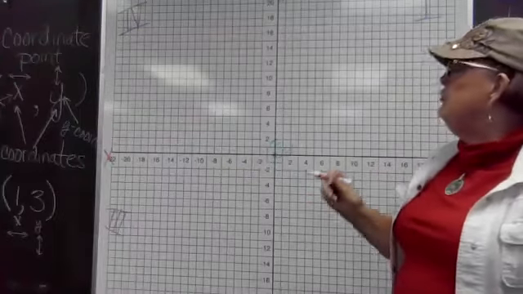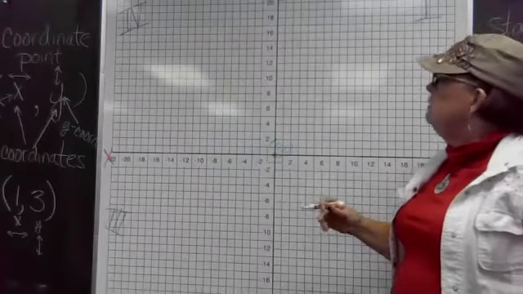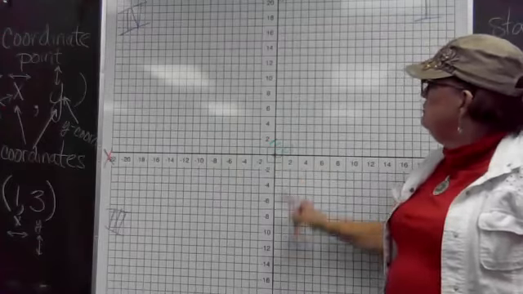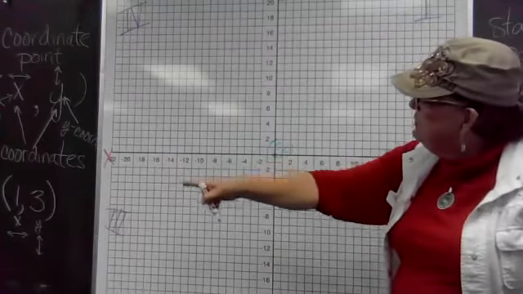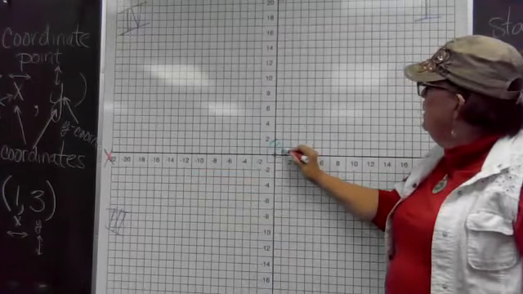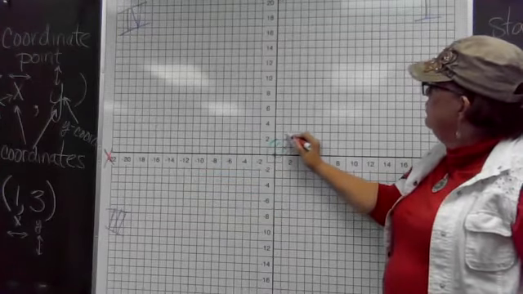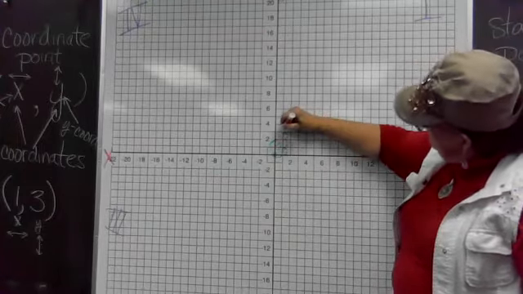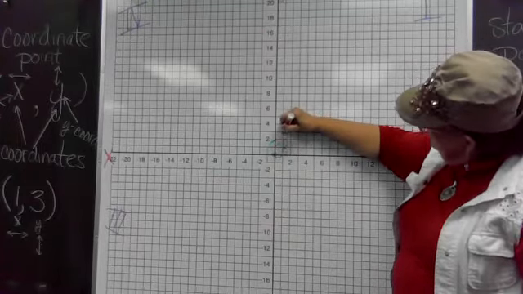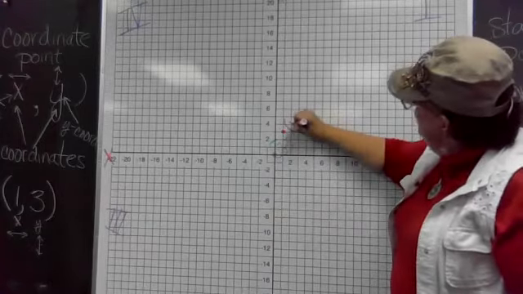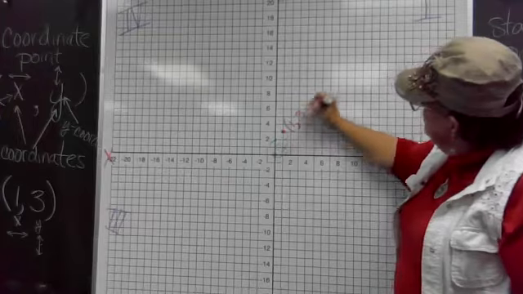Now I need to go 3 blocks up or down. Now, if it was a -3, I would go down. It's a positive 3 for y. So now I'm going to go 1, 2, 3. My stopping place now is this place, this intersection point. That's the address 1, 3.